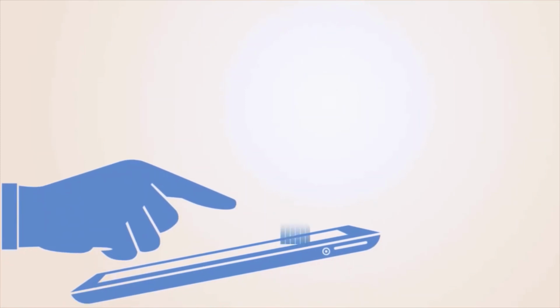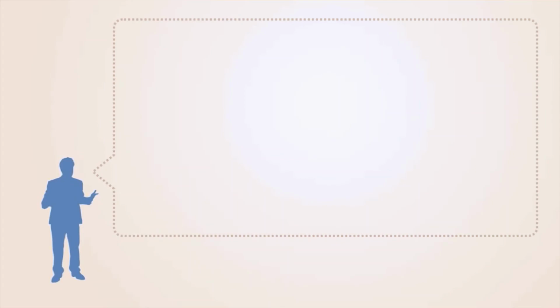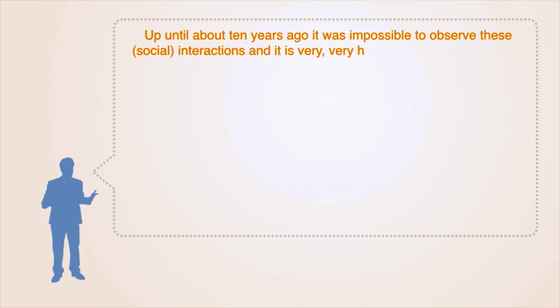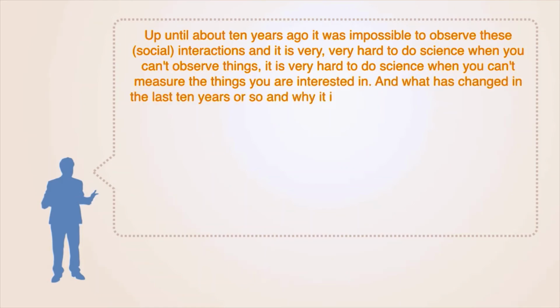Finally, we'll talk about the new set of practical methods and tools that complexity science uses. Complexity science is a science fundamentally based upon computation. The rise of computation within the social sciences is one of the quiet but major revolutions taking place within contemporary science. And I'll quote the social network scientist Duncan Watts as he describes this phenomenon as such, quote, "Up until about 10 years ago, it was impossible to observe these social interactions, and it is very, very hard to do science when you can't observe things. It is very hard to do science when you can't measure the things you're interested in.